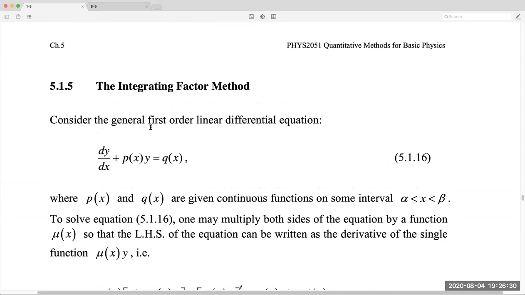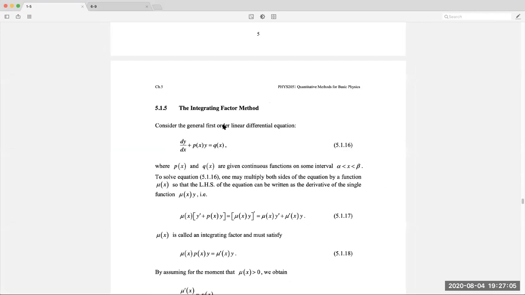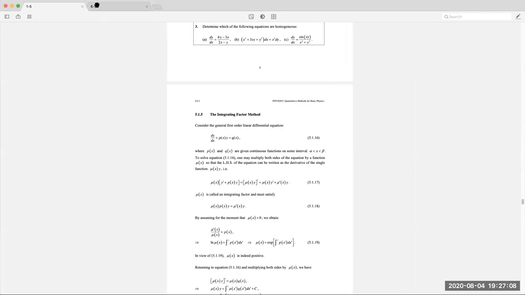So let's have a look at one very special type of first order linear differential equation. You may need to use this one, but not so often. But if you don't know how to use these skills, normally you can't solve the equation. If you look at this equation, any equation with this form, there is a method to do it. So let me write down the method on the left-hand side.